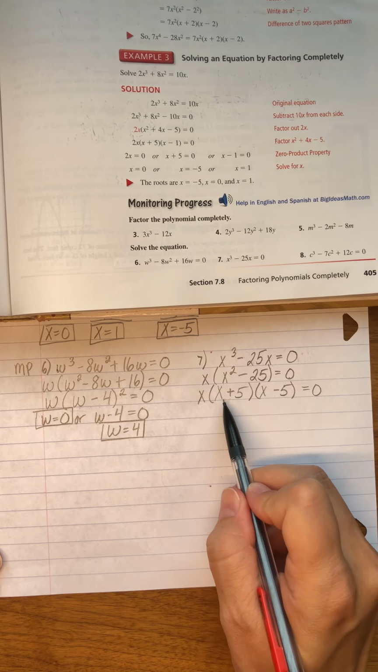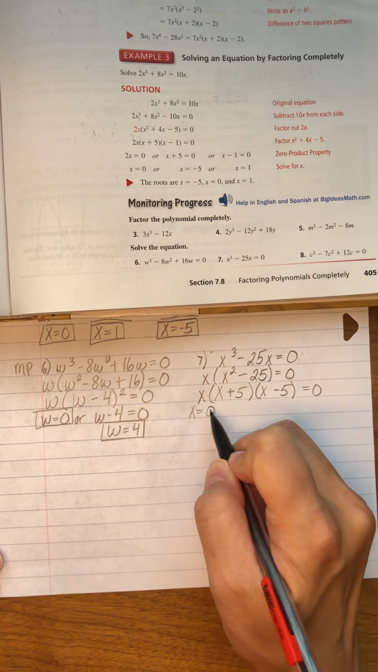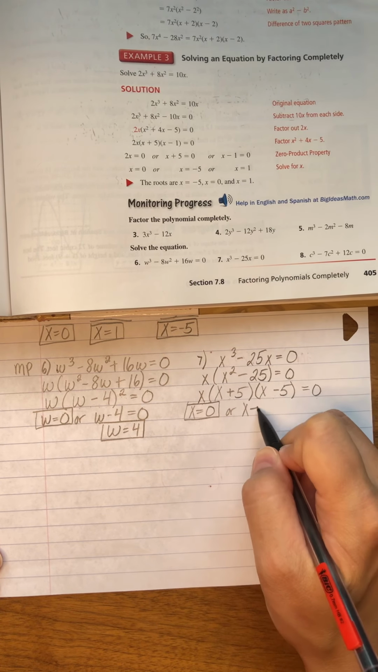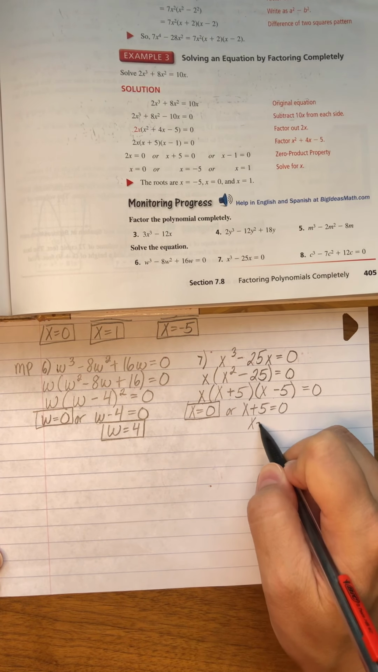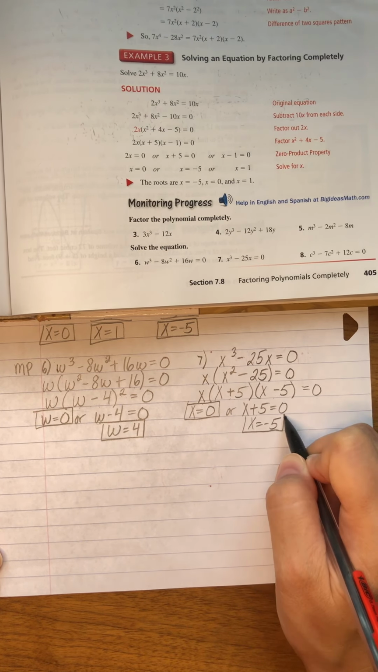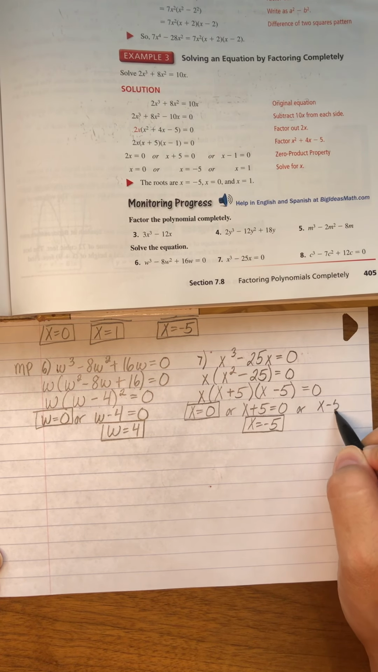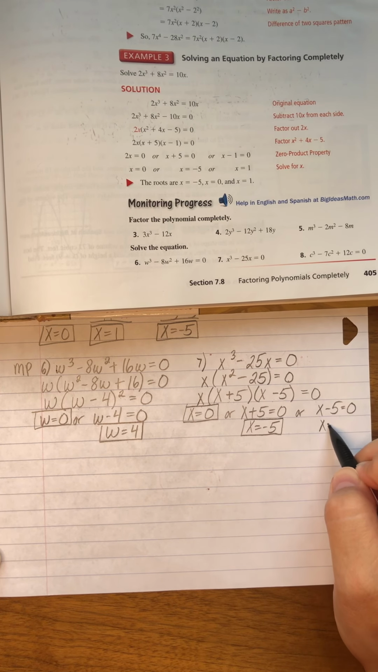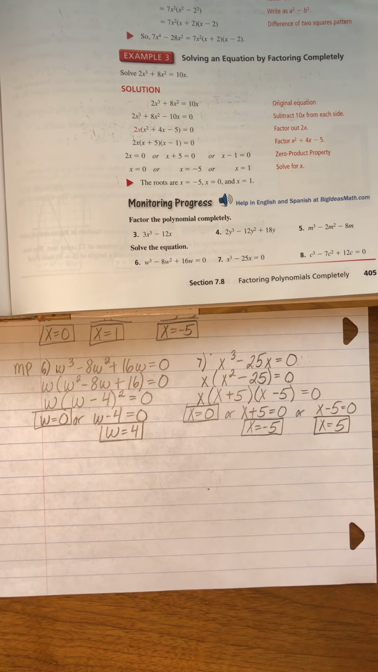So we're going to set each factor equal to 0. Our first factor, x equals 0. That doesn't need to be solved. We're already done. Our second factor, x plus 5 equals 0. If I subtract 5 from both sides, I get x equals negative 5. Our third factor, x minus 5 equals 0. I would have to add 5 to both sides, and I get x equals positive 5. And that would be our last answer here.